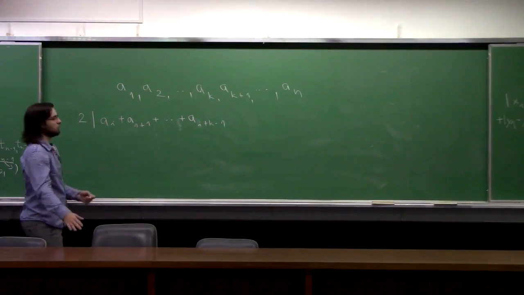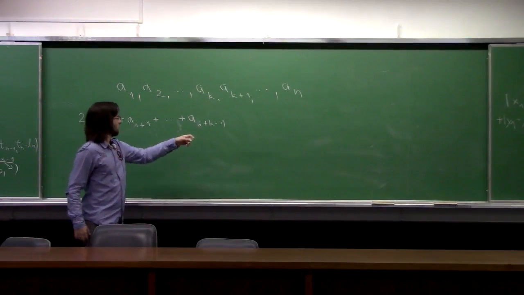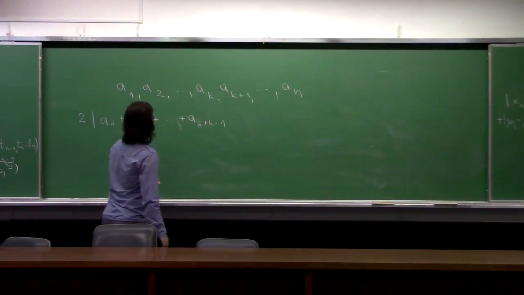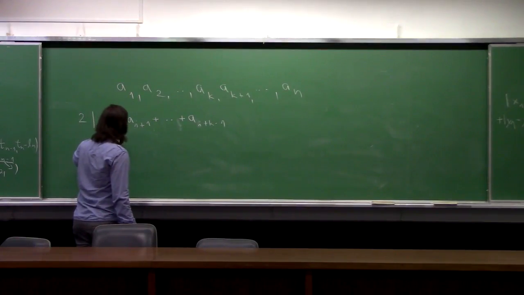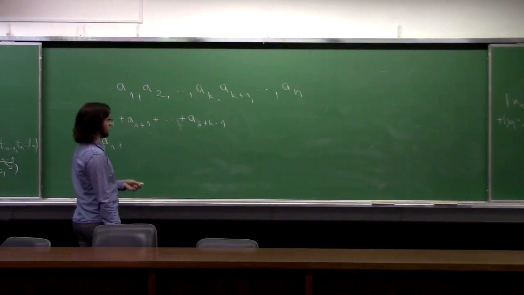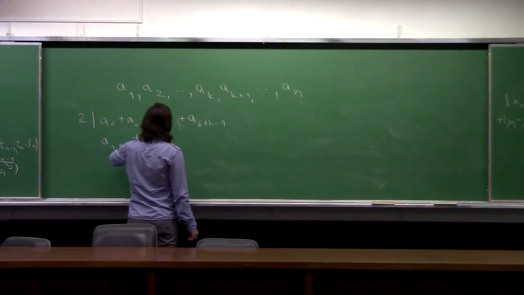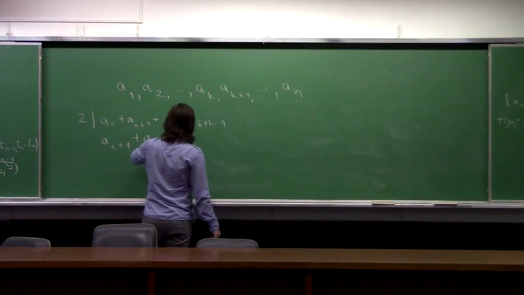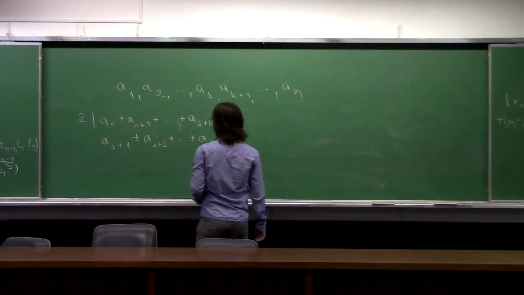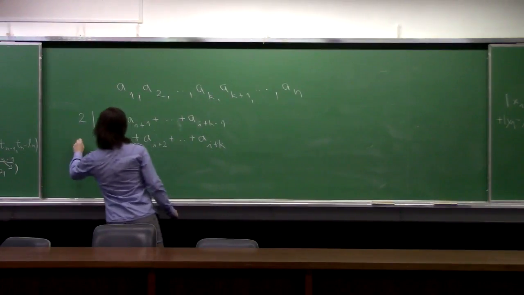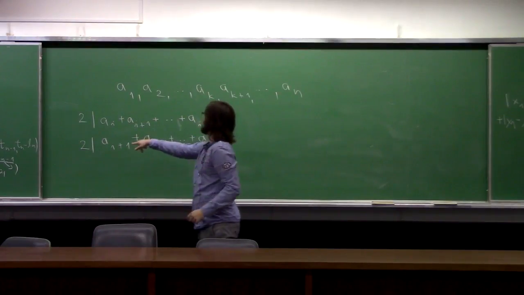And the trick we want to use here is that we take this sum, and then we take the next sum or the previous sum. It doesn't matter for how the trick works. A(i+2) plus and so on plus A(i+k). So 2 should divide this sum, and 2 should divide this sum.